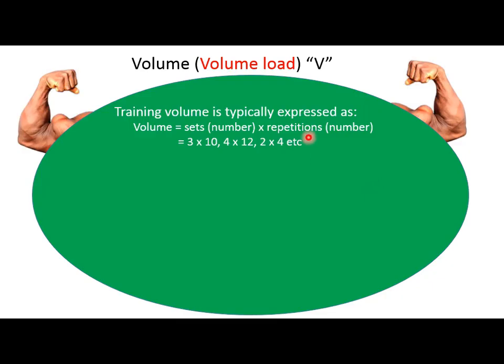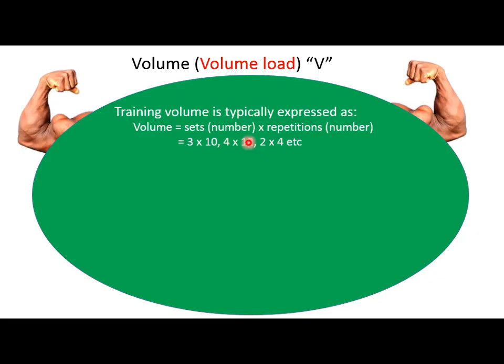And if I was to ask you which one of these, 3 by 10, 4 by 12, 2 by 4, is the heaviest, the highest intensity, you would of course say 2 by 4. Right? 2 by 4, 2 sets of 4 repetitions. The way that you would know that is look at this number here, 4 repetitions. That means they were doing a load that only allowed them to do 4 repetitions, which equates to about 90% of their 1RM.